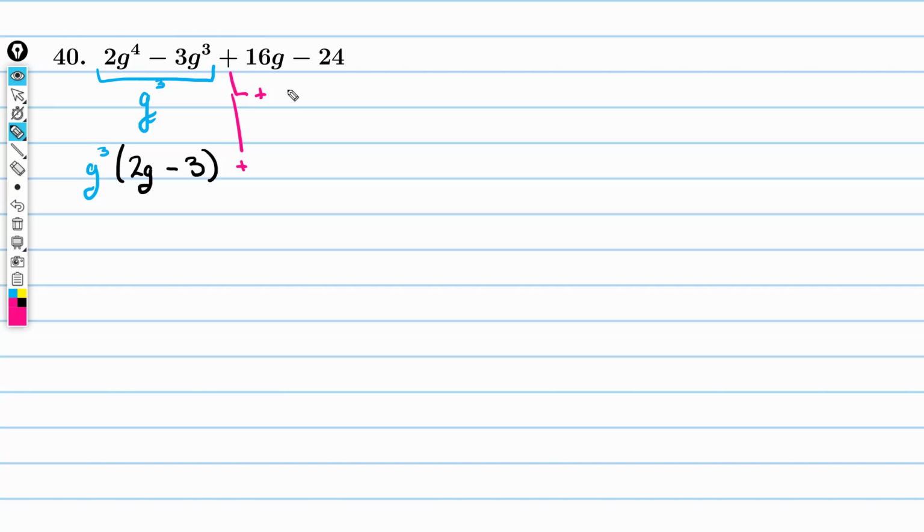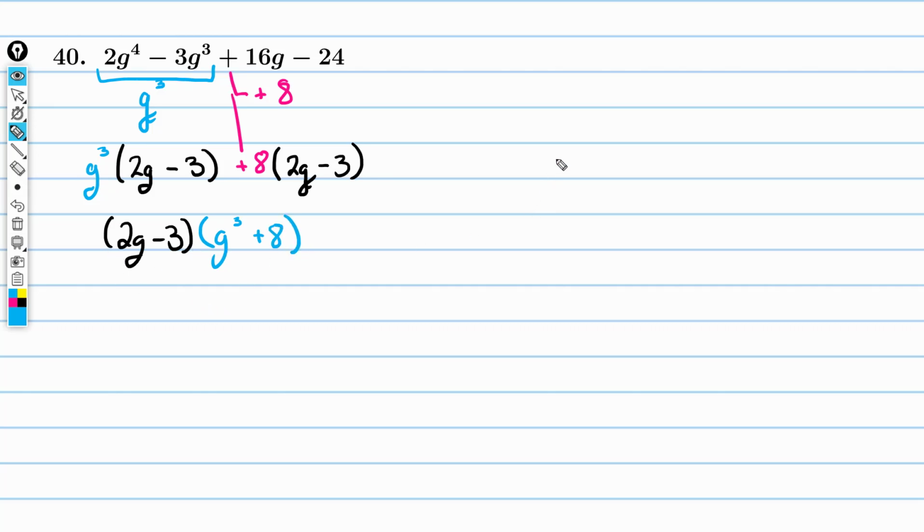A 4 can divide into both parts. So I'm going to have a 4. But we really have more than that can divide into both parts. What number bigger than that can divide in? How about an 8? So now we're left with 2g minus 3. So I'm going to write down my parenthesis, 2g minus 3, and then I'm going to write down what's left, g cubed plus 8. So this first one we're done with.